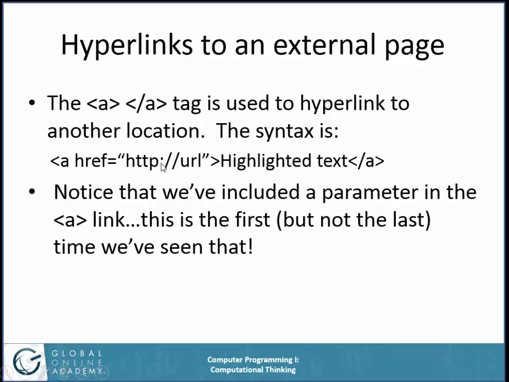This could be something like http://globalonlineacademy.org. It could be another web page that you've created. Maybe you've got a file called myfavoritepony.html. Then you'd put href equals quote myfavoritepony.html instead of putting in HTTP. Whatever you can get a URL for, you can put as the href. Then, whatever text you want to have highlighted, so that if you click on anything in here, from where the A tag and the /A tag are, that is the active hyperlink area.